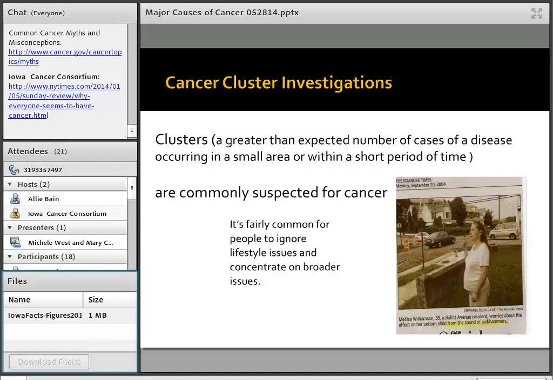Clusters are commonly suspected for cancer. It goes along with what Mary was talking about, that people like to ignore their lifestyle issues and concentrate on broader issues. As you can see in that picture, she's actually worried about the effect on her unborn child from the sound of jackhammers while she's smoking a cigarette. But they don't want to blame anything that they themselves are doing. They would rather blame it on something in the environment.